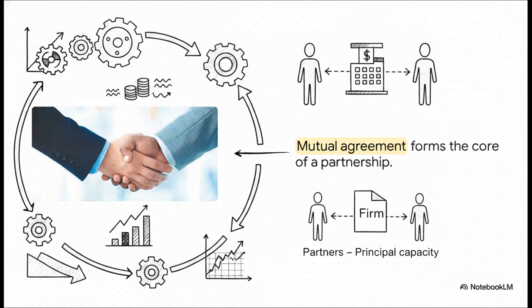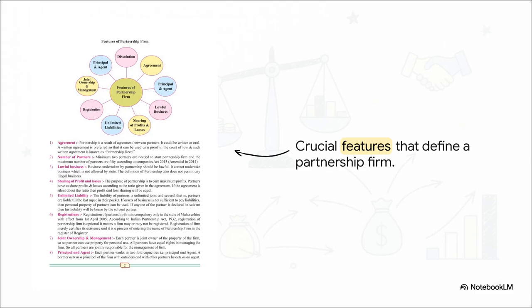Individually, they're called partners, but collectively, the law recognizes them as a firm, and they act in this dual capacity, meaning each partner is both a principal of the firm and an agent acting on behalf of the others. Now, one absolutely crucial feature you've got to understand here is this concept of unlimited liabilities. In a standard partnership, liability is joint and several. What does that actually mean for you?